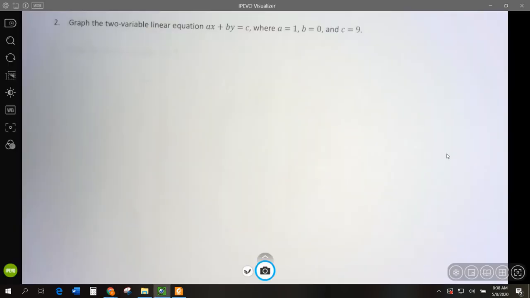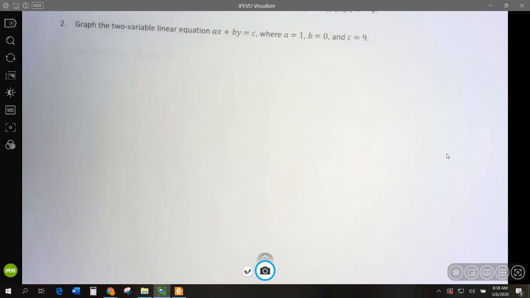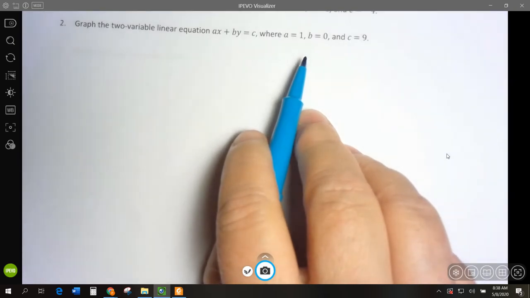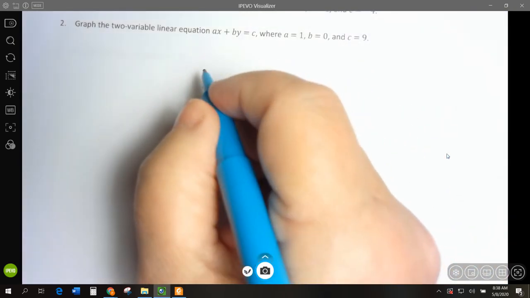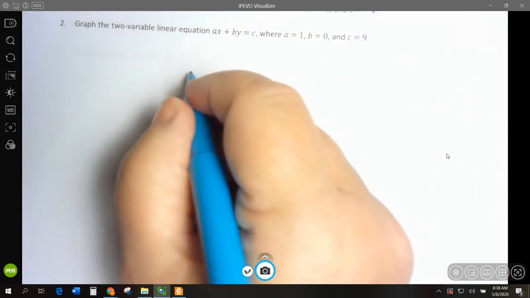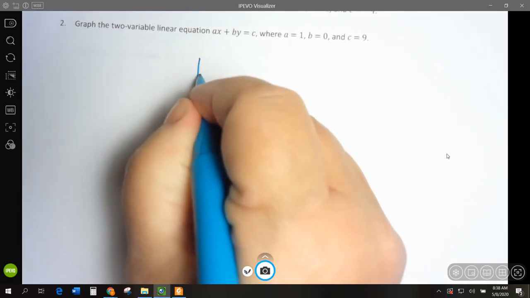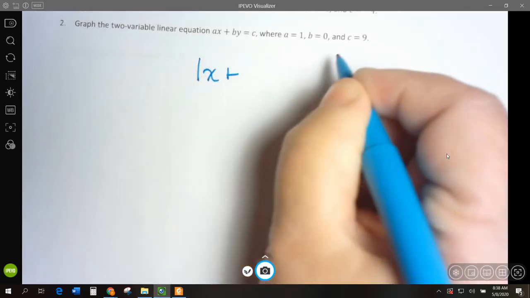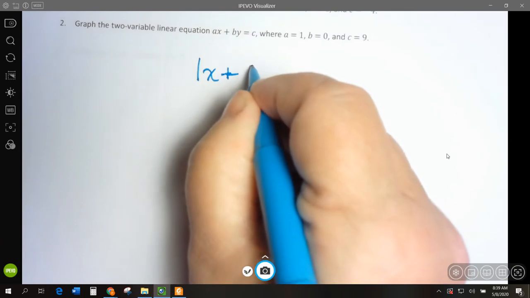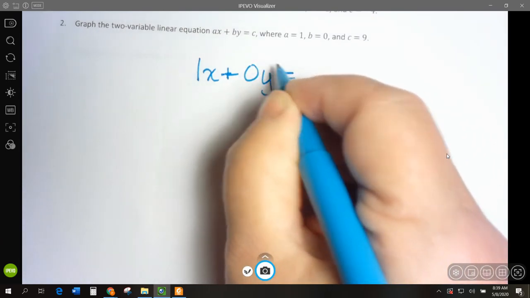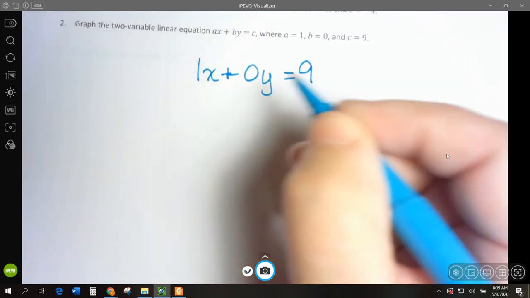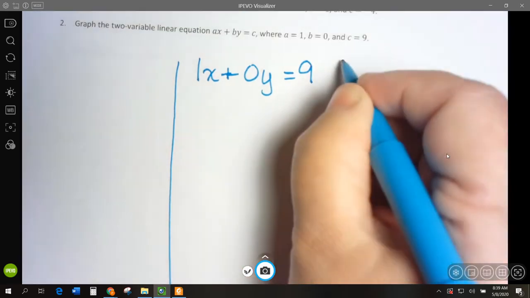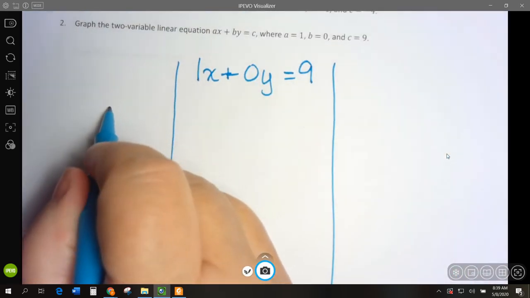We want to graph the two-variable linear equation ax plus by equals c, where a is 1, b is 0, and c is 9. So if a is 1, we're going to have 1x. B is 0, so we're going to have 0y. And c is 9, so it's going to equal 9. We need to graph this.